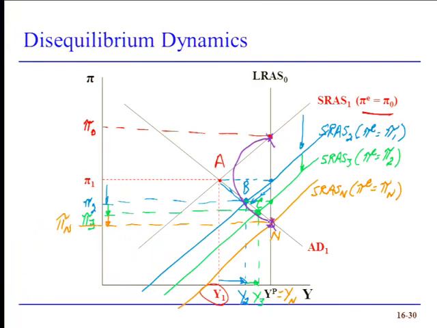Now, a couple of things we might want to think about. One is, how do we know where general equilibrium will be? How do we know where general equilibrium will ultimately end up? It's real easy. Here's your rule of thumb. Find the relevant aggregate demand curve.